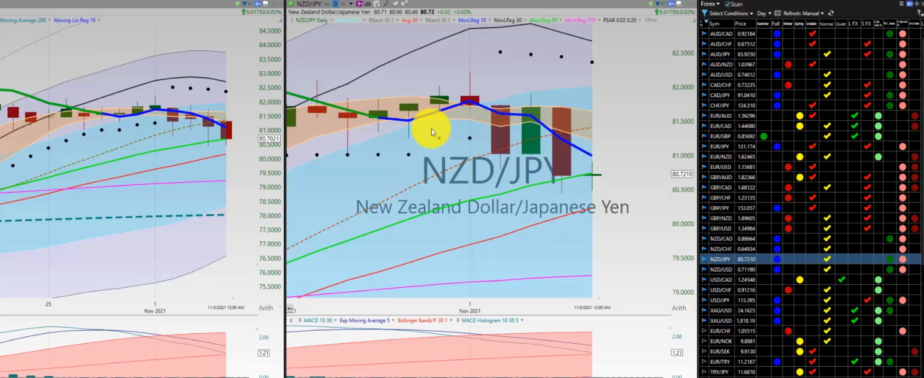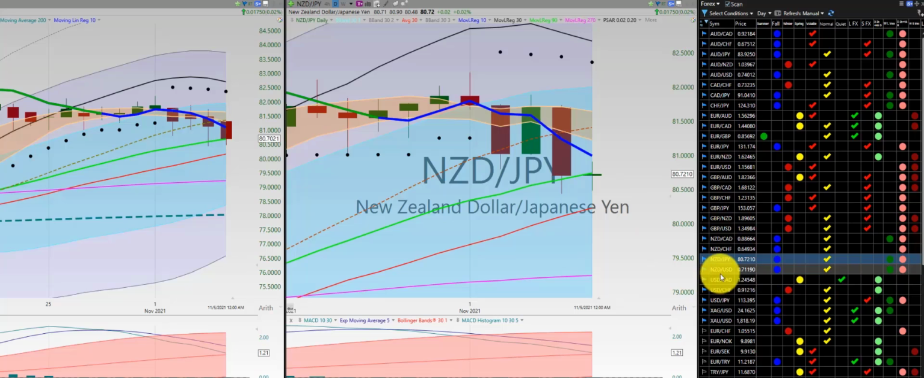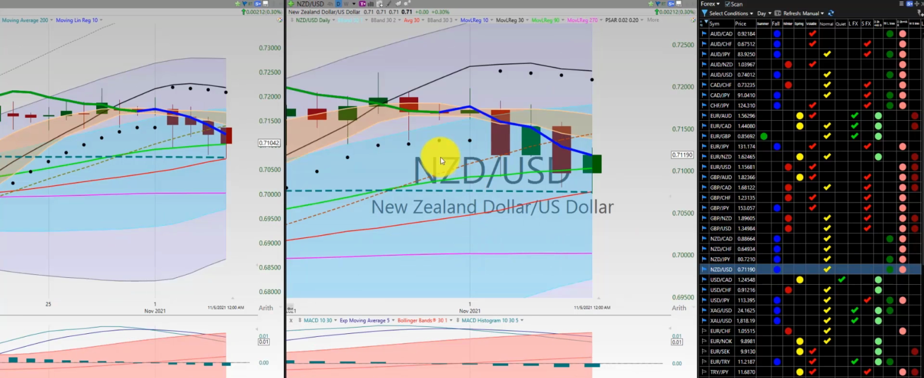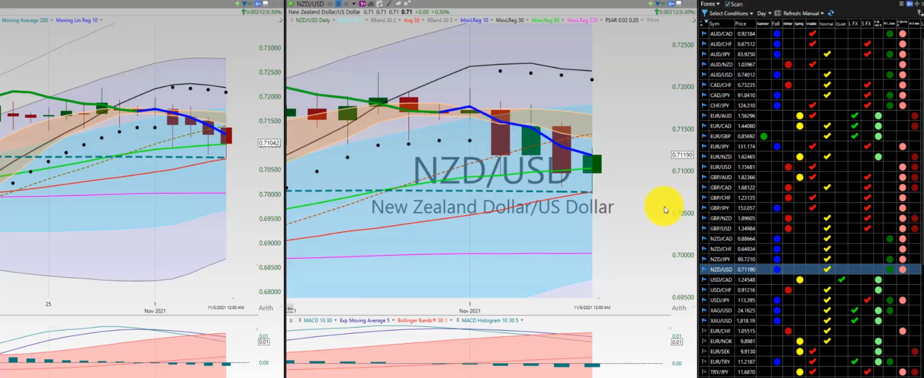New Zealand, Japanese yen. Again, more choppy price action here. And this is 3 here, so no trade. 1 here, trade. Initial loss, trade, scratch here on New Zealand, Japanese yen. New Zealand, US dollar. No trade here. Initial trade here, out for a loss. Initial trade here, out for a loss.